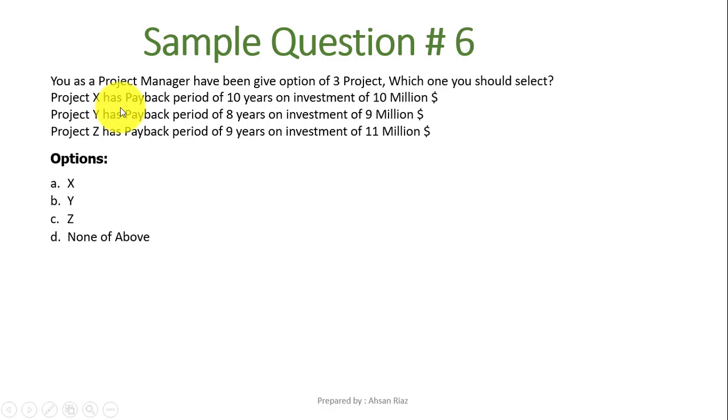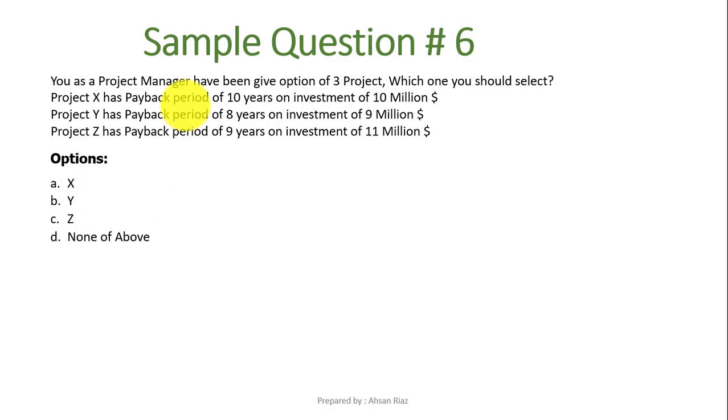Okay, project X has a payback period of 10 years on investment of $10 million. Project Y has a payback period of 8 years on investment of $9 million. Project Z has a payback period of 9 years on investment of $11 million. Options is X, Y, Z and none of above.